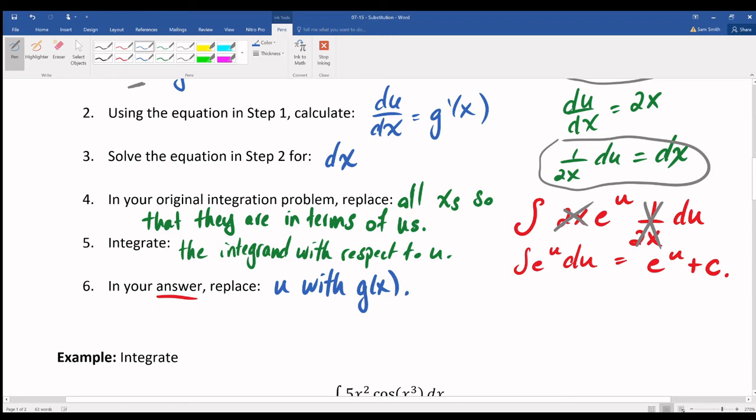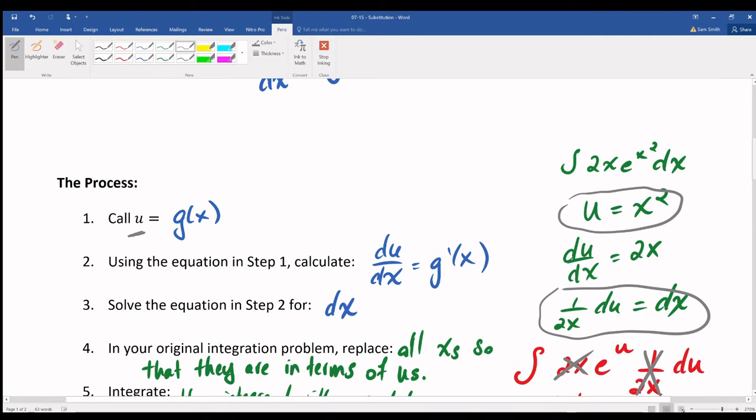We used u temporarily to make the integrand simpler. Now in our final answer, let's go back and replace u's with x's again. So in my running example, I would instead write e to the x squared plus c for the final answer. And you can check and confirm that e to the x squared plus c is the antiderivative of 2x e to the x squared.